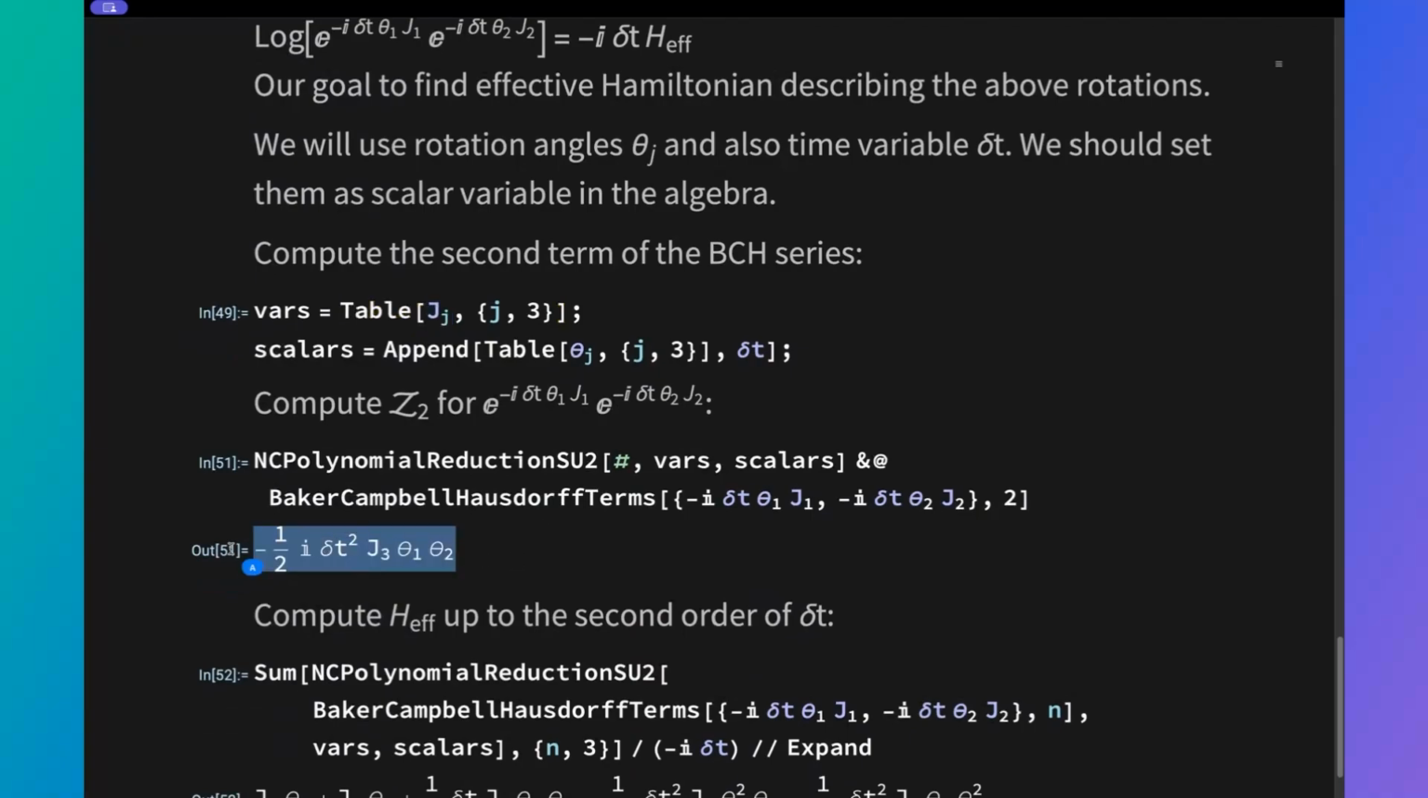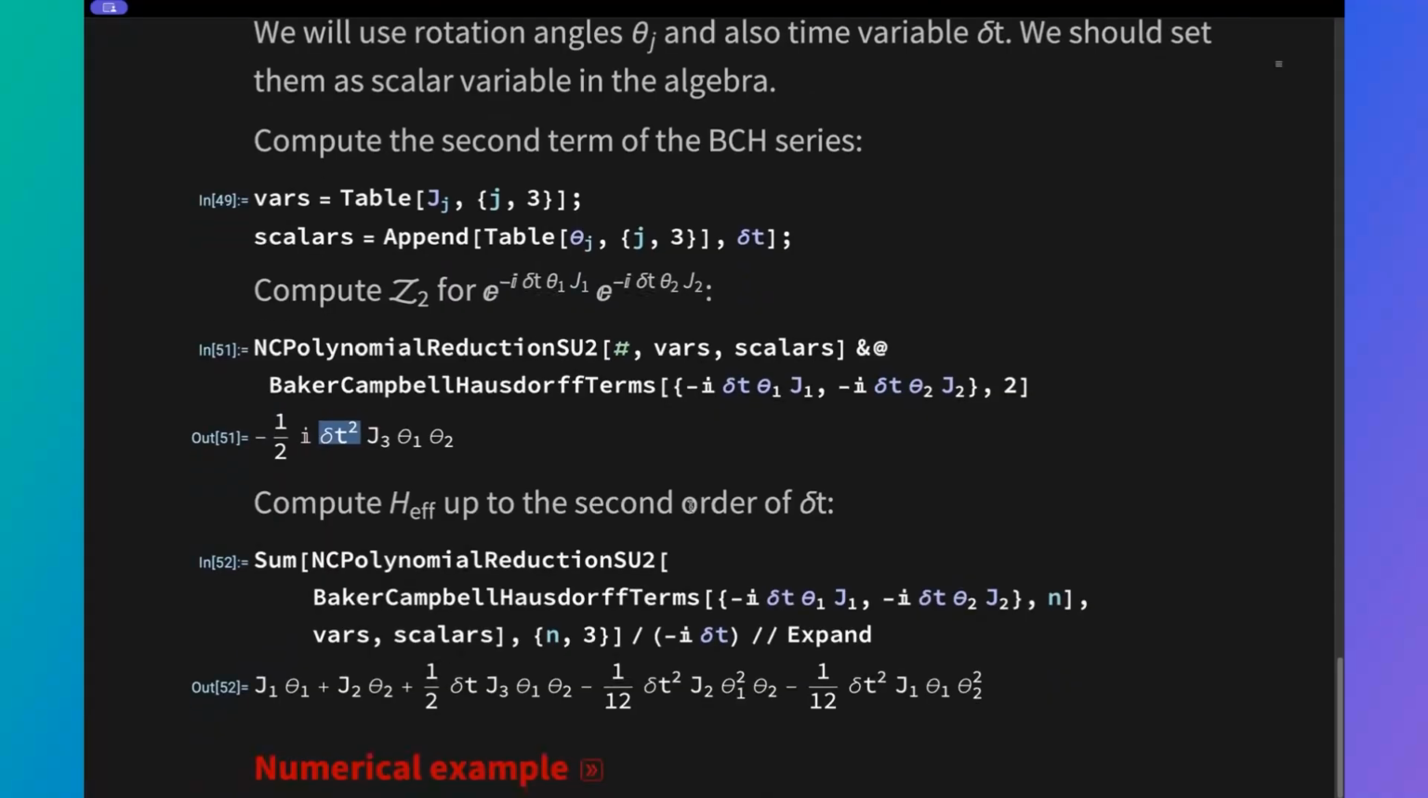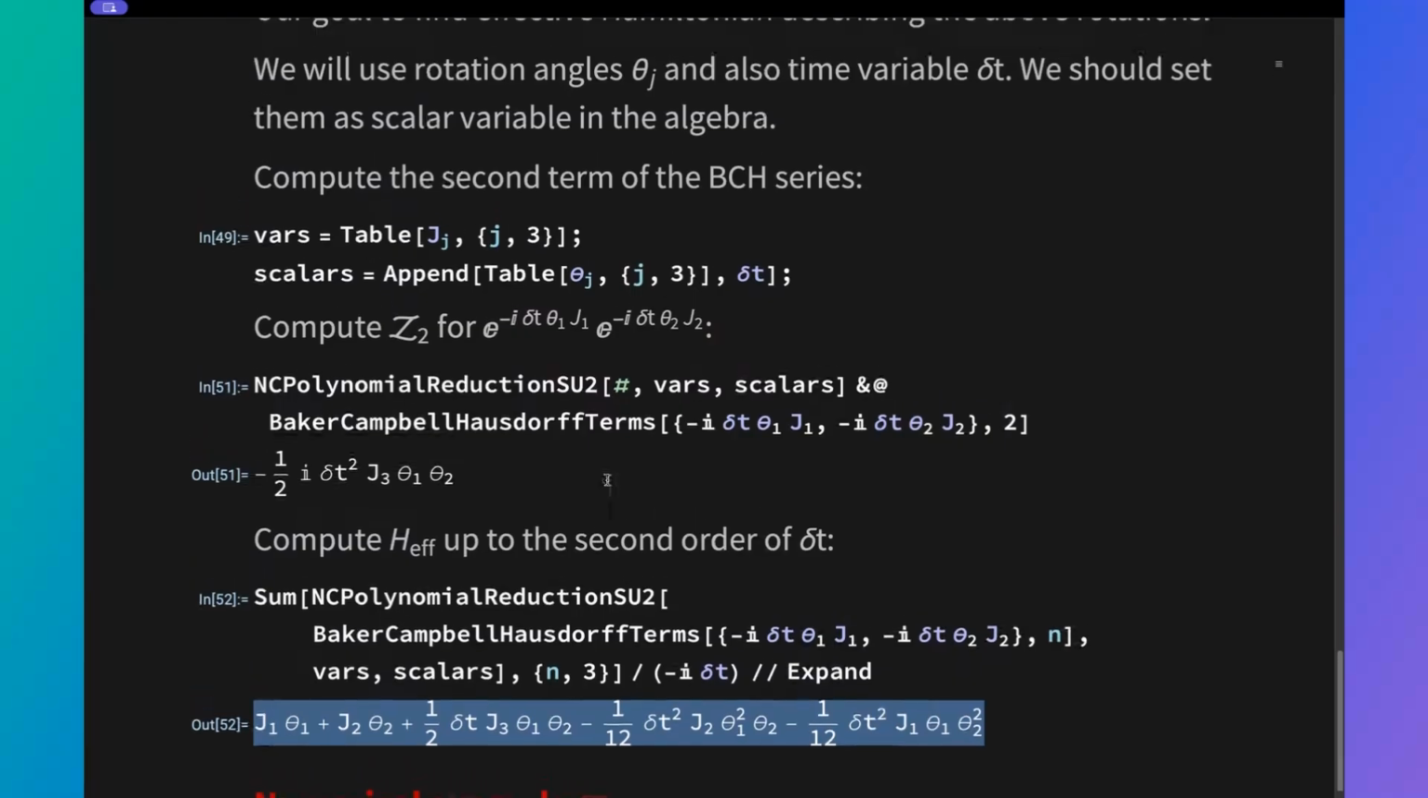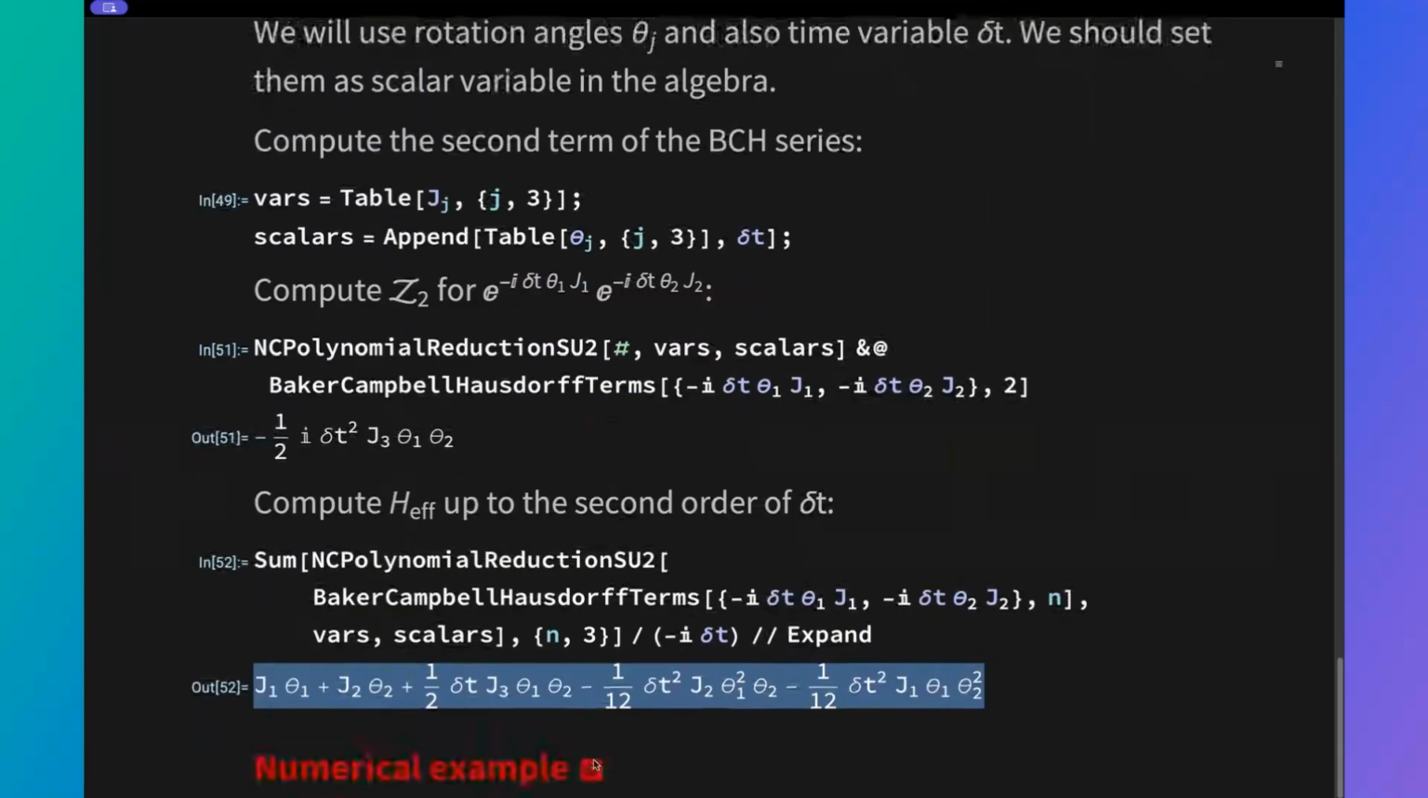And as you can see, this is the second term, quadratic in delta t. And then you can find higher terms. If you put them together, their summation, you can say that the Hamiltonian up to the quadratic term for time is going to take this form. This is a very common method widely used in quantum computing. That's the famous Trotter-Suzuki exponential for time evolution.